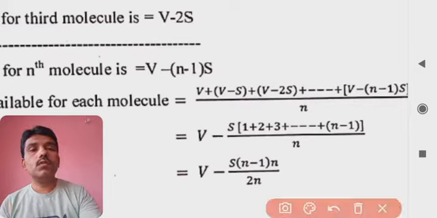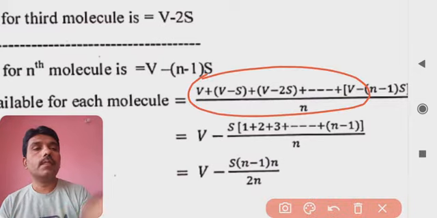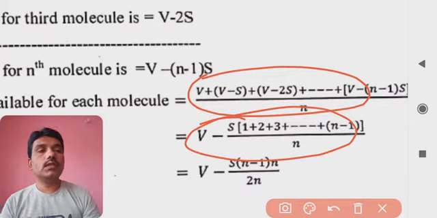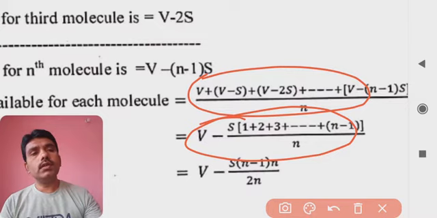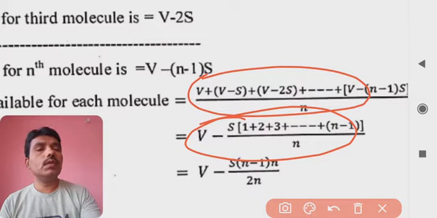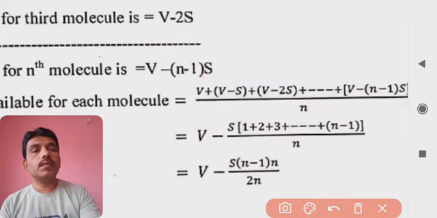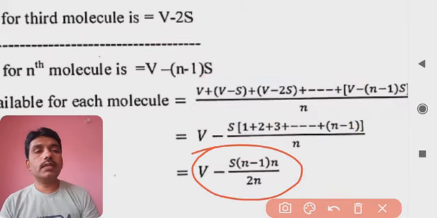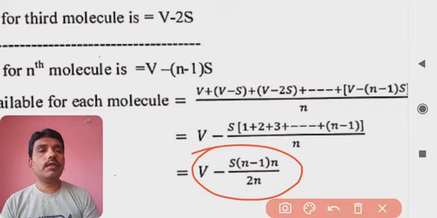So this is the equation I can write. I can correct it another way, or simplify it: V minus s into (1 plus 2 plus 3 plus 4, and so on, for n continuous molecules), n minus 1 upon n is to be there. So this is the available space. Now finally I can write it this way: V minus s into (n minus 1) into n by 2n is to be there.